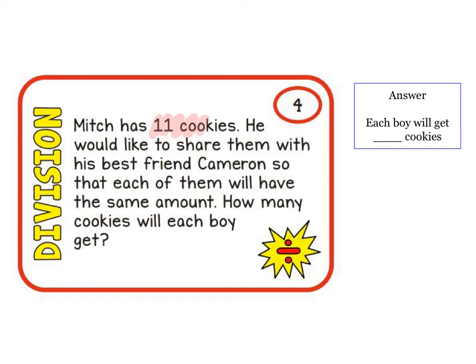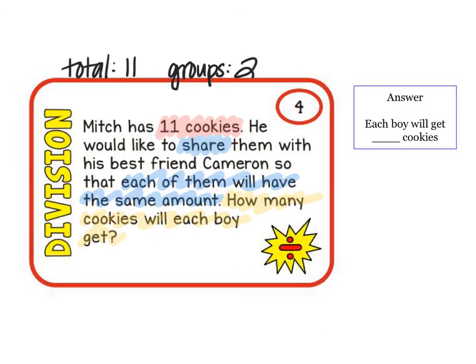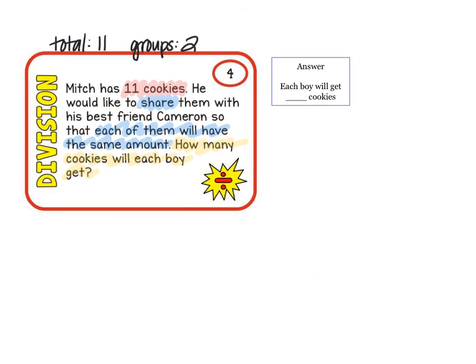Okay, so I know that my total is going to be 11 cookies. He's going to share them, and each of them will have the same amount, so I know I'm going to divide. And the question is, how many cookies will each boy get? So I know my total is 11, and I know I'm going to have to break it into 2 groups because Mitch is only sharing with his one other friend, Cameron. So I'm going to be dividing 11 by 2.